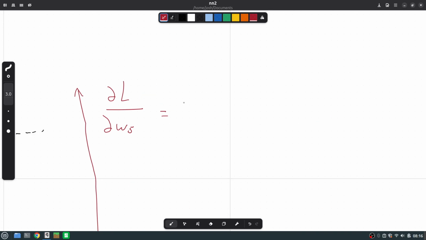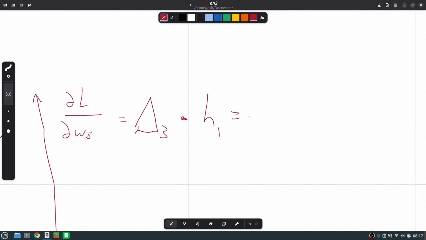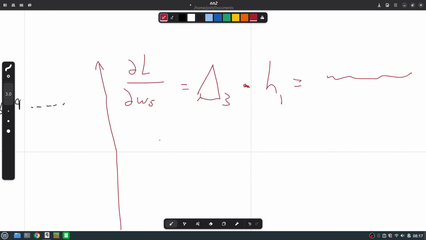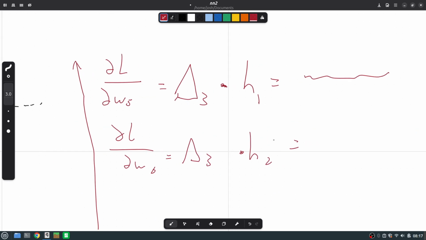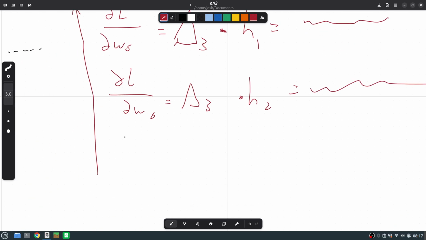And so this is just going to be this delta 3 that we computed, times h1. I hope you understand what's going on here. Times h1, and this is going to give us some value. I don't know what it's going to give us, but it's going to give us something. You can do that computation for yourself if you want. And now the partial derivative of the loss with respect to w6 is going to be the same delta 3 times h2. Well, this one we just explicitly did, and you're going to get some value here as well.